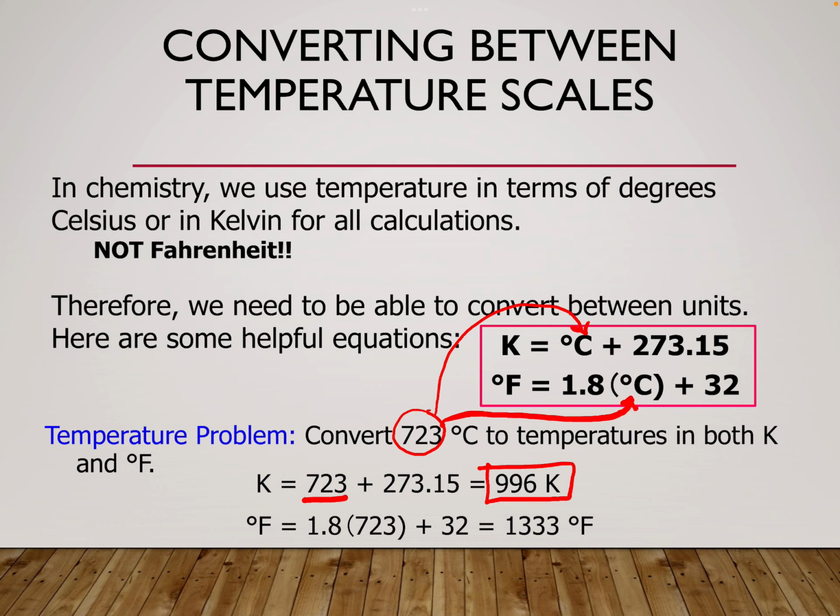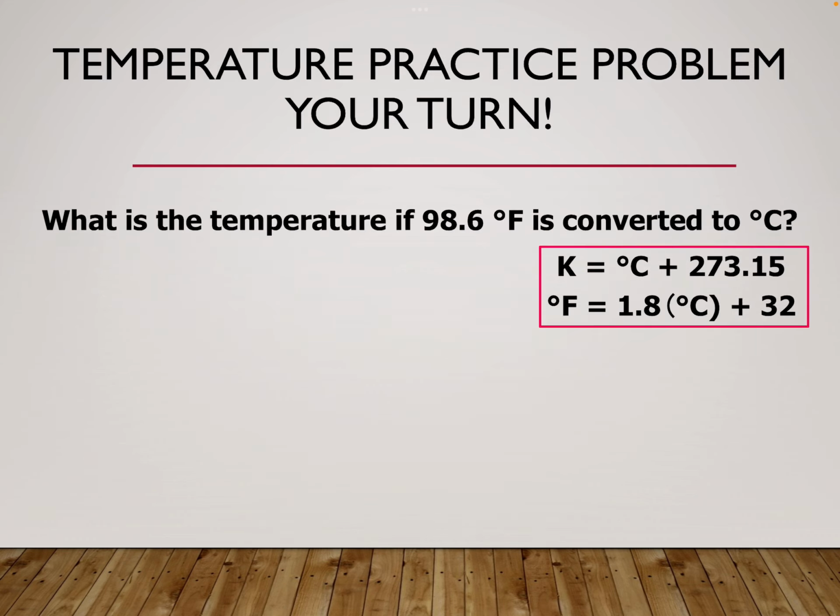I do want you to memorize these equations. The one for Kelvin and Celsius we'll use really frequently throughout the course, and I think it's pretty easy: you're going to add or subtract 273. The one for Fahrenheit we'll pretty much just use in this chapter, but I do want you to know how to do this conversion, so please memorize that equation as well.